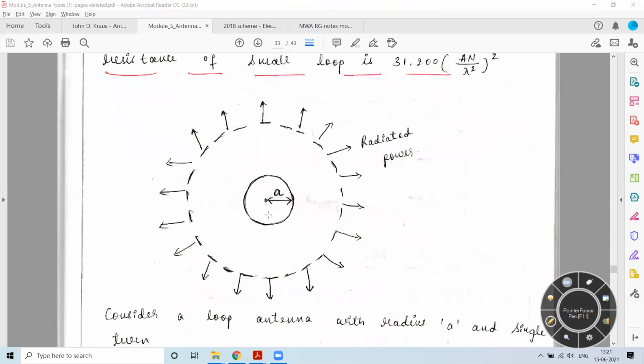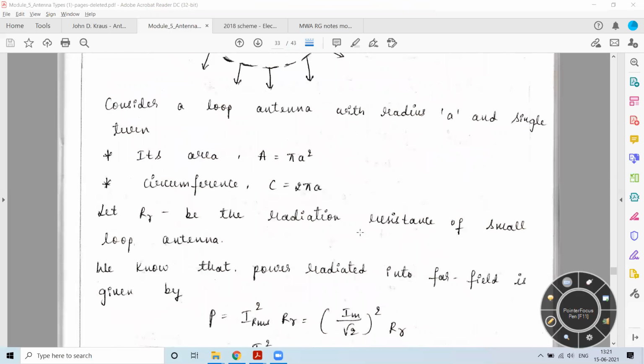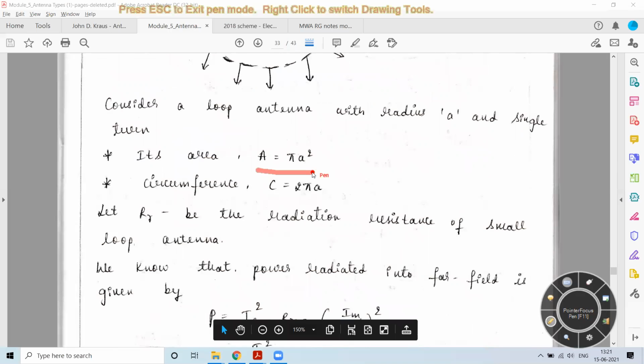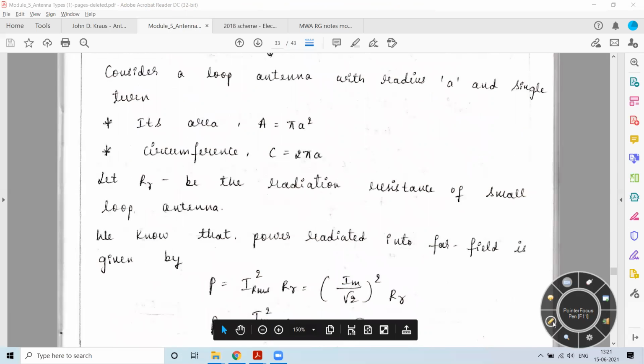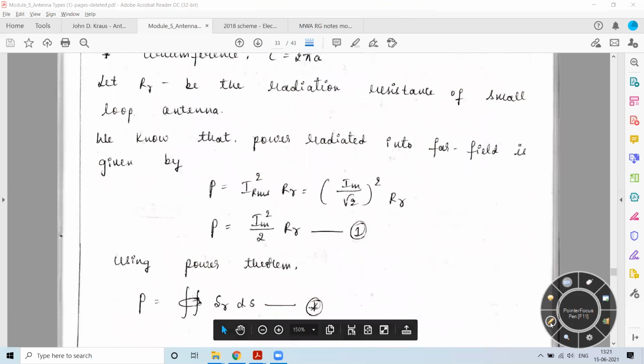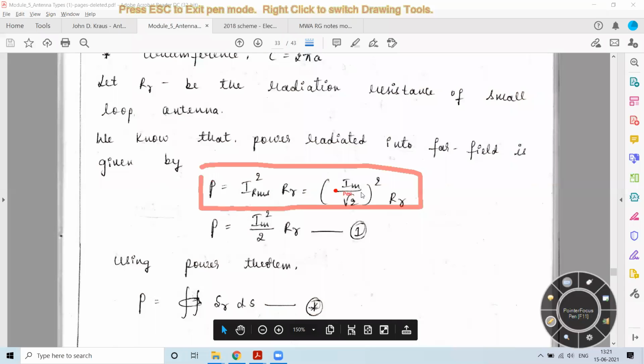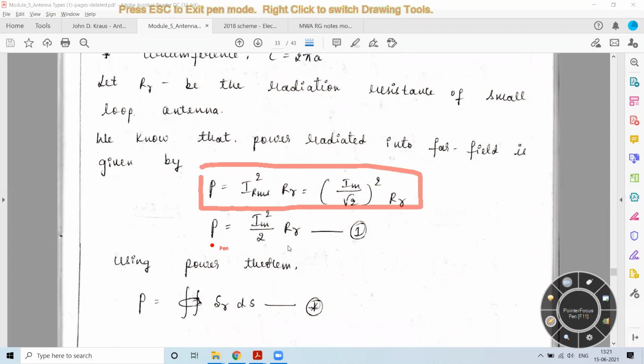So we can consider a small loop which is radiating in all directions. The area of the loop is pi into A square, where A is the radius of the loop we are considering. Circumference is 2 pi into A. If RR is the radiation resistance of the antenna, then the total power being radiated in terms of radiation resistance is Im square divided by 2 into RR, wherein Im is nothing but the I naught we have specified.